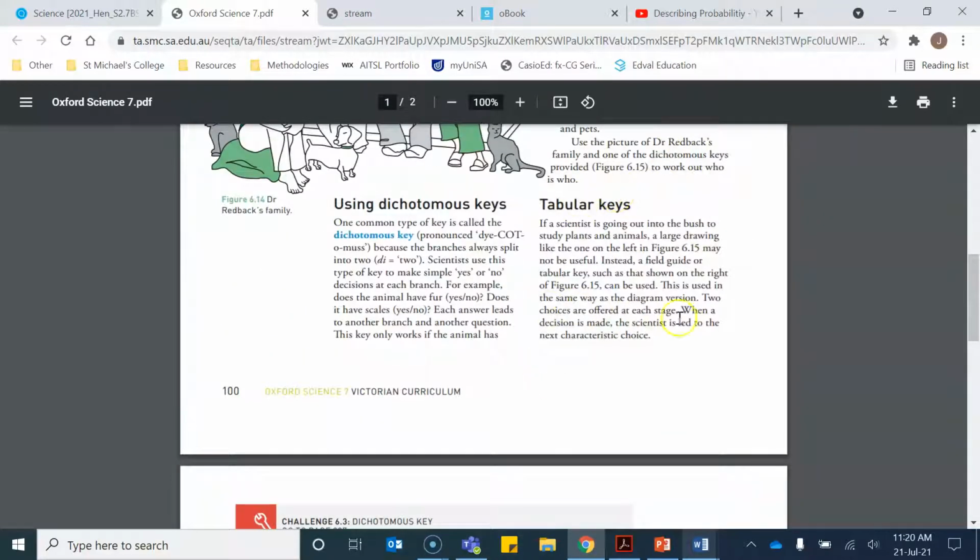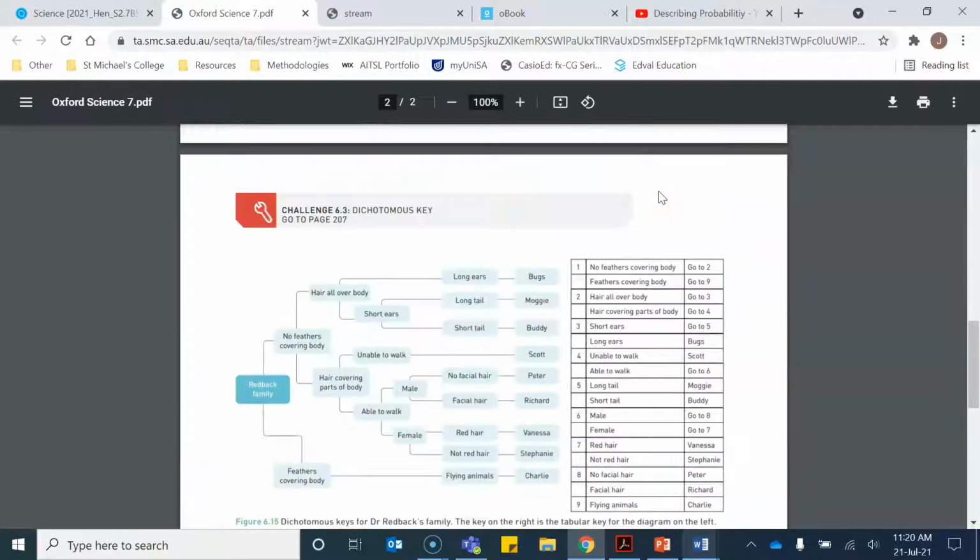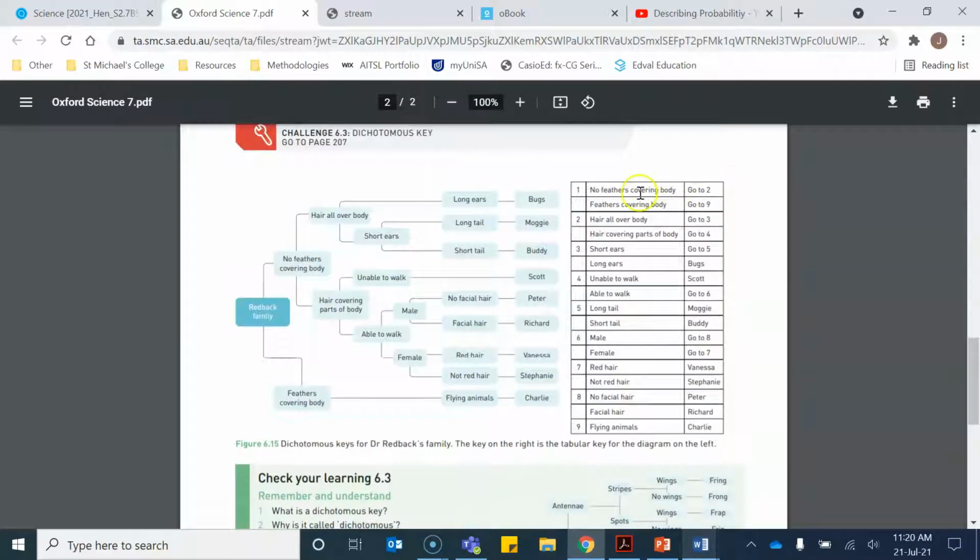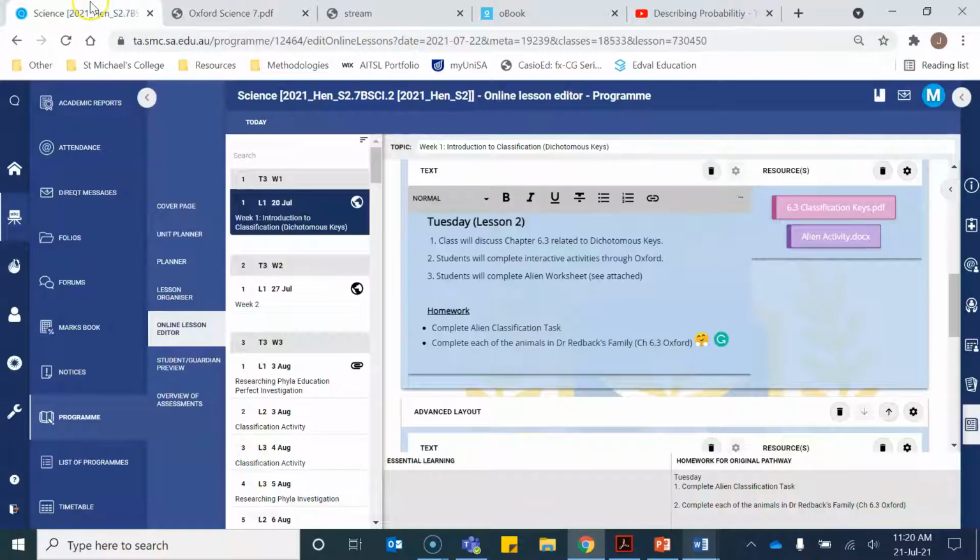Another way that we looked at classifying things was through the use of a tabular key, which is what is shown here, and which is similar to what we use when we're classifying the aliens, where we look at the two questions, and depending on the answer to each of those questions, we have to go to a specific question, and we continue our way through until we finally classify the animal or person.